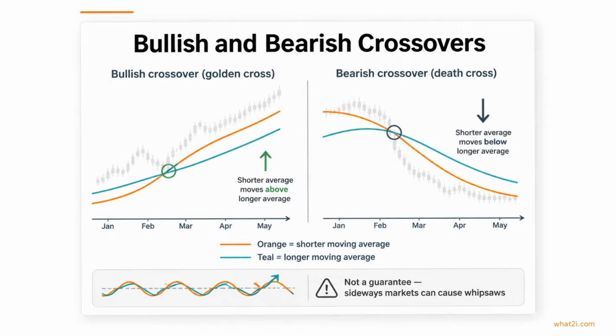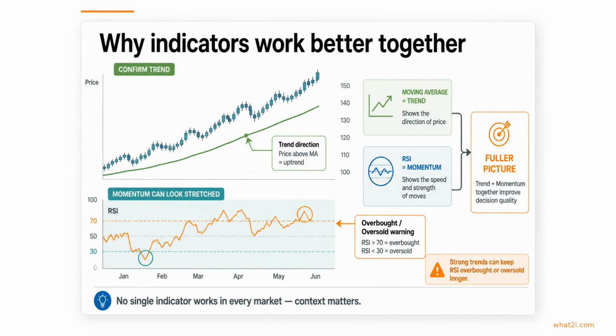These signals can be useful, but in sideways markets they often produce whipsaws, where the averages cross back and forth without a lasting trend. Indicators usually work better together because each one answers a different question. A moving average can help confirm the direction of the trend, while RSI can show whether momentum looks stretched. Used together, they give a fuller picture than either one alone.